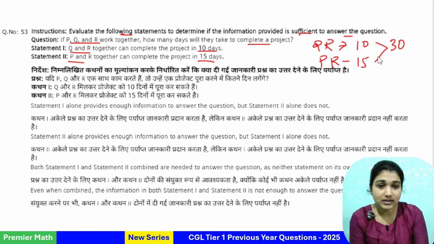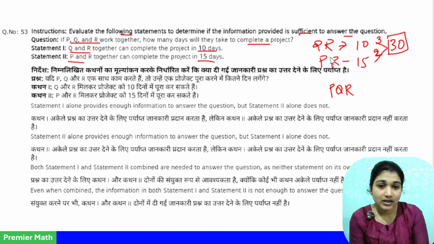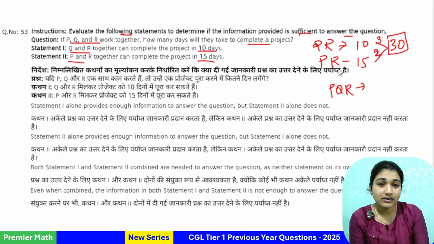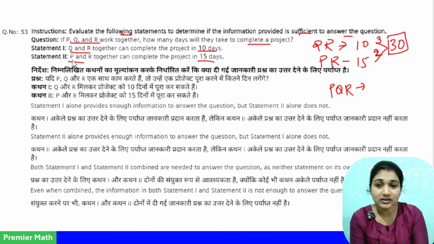Now, both are doing the same work. LCM is 30, which means total work is 30 units. Now 15 goes 2 times in 30 and 10 goes 3 times in 30. Here QR efficiency is 3 units and PR efficiency is 2 units. Now you can see we can't find PQR efficiency. Even if you combine P plus Q plus 2R it is 5 units, but we can't find PQR efficiency. We can assume PQR efficiency by putting R's efficiency as some value, but that is not a definite answer, which means option 4 is your answer.